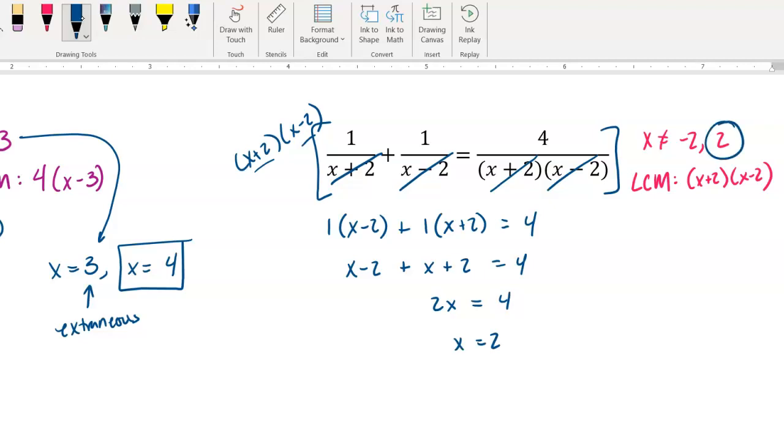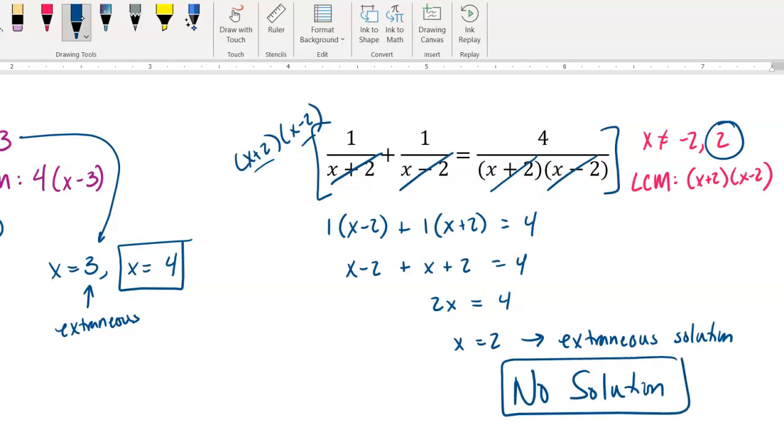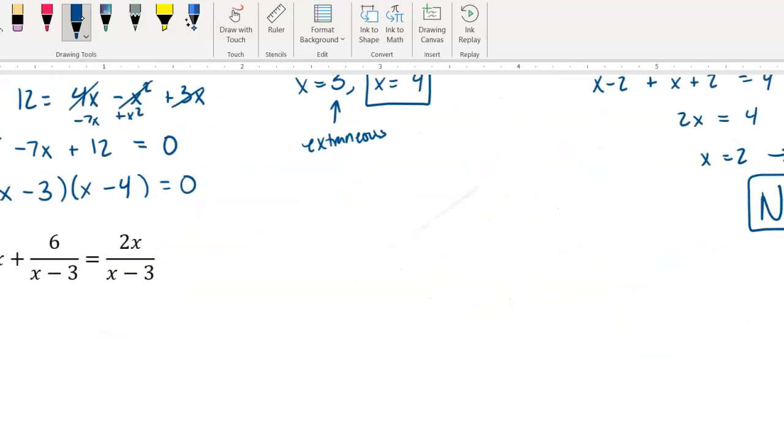If you notice, that's one of your restrictions, so x equals 2 is an extraneous solution. So technically, there is no solution for this one, because the only answer that we got fell in that category of being a restriction, so there's no solution for this one.